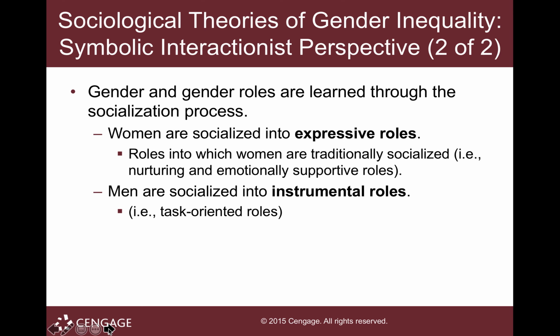So the symbolic interactionist perspective argues that gender and gender roles are learned through the socialization process. Women are socialized into expressive roles, like nurturing and emotionally supportive roles, and men are socialized into instrumental roles, which are task-oriented roles.